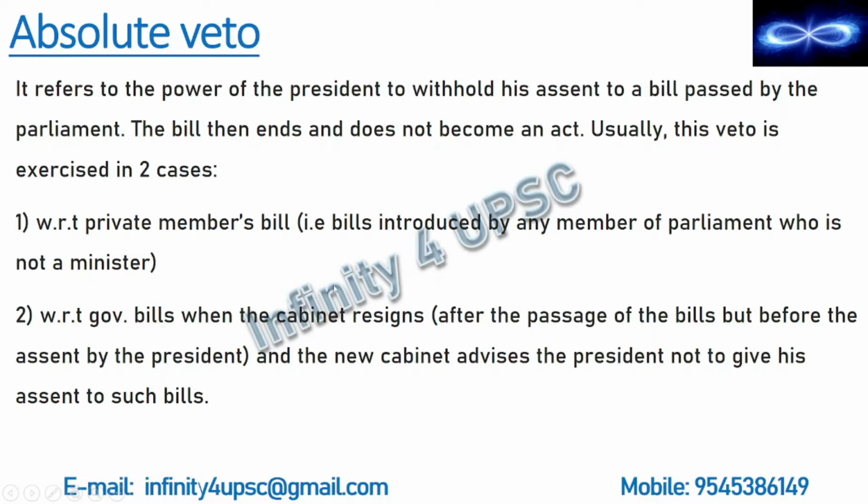Now when does this scenario actually arise? This arises when a bill has been passed by the parliament, but by the time it has reached the president, or by the time he can give assent to the bill, the cabinet has already resigned. So the bill has been passed, but it did not get the assent of the president. Meanwhile, the cabinet resigned, and the new cabinet which has arrived advises the president that you are not supposed to give your assent to this bill. So what is happening here? The new government has decided not to move forward with this bill, not to make it into an act, and that is the reason the president decided to withhold his assent.